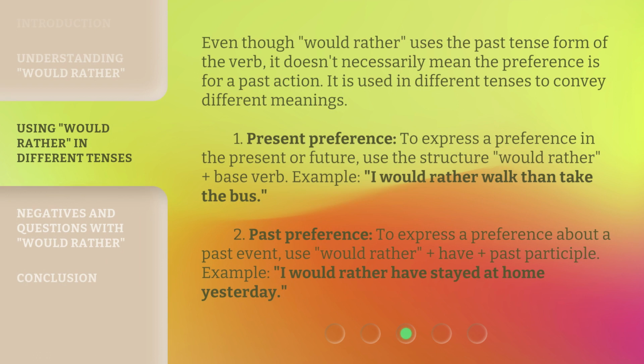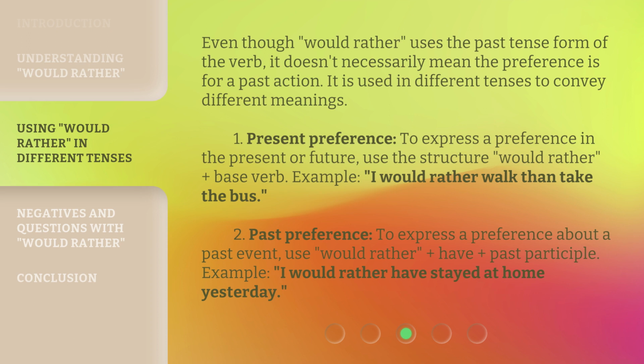Even though would rather uses the past tense form of the verb, it doesn't necessarily mean the preference is for a past action. It is used in different tenses to convey different meanings. 1. Present preference. To express a preference in the present or future, use the structure would rather plus base verb. Example, I would rather walk than take the bus.